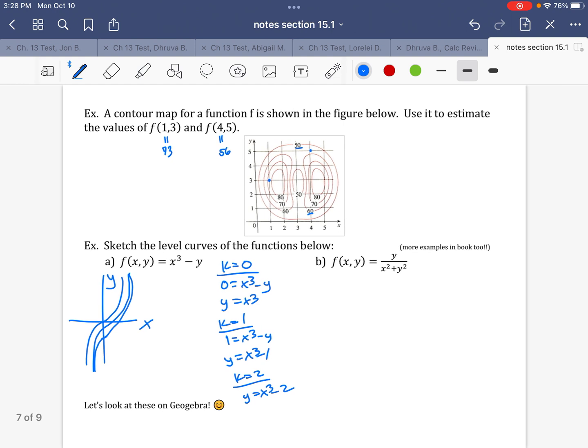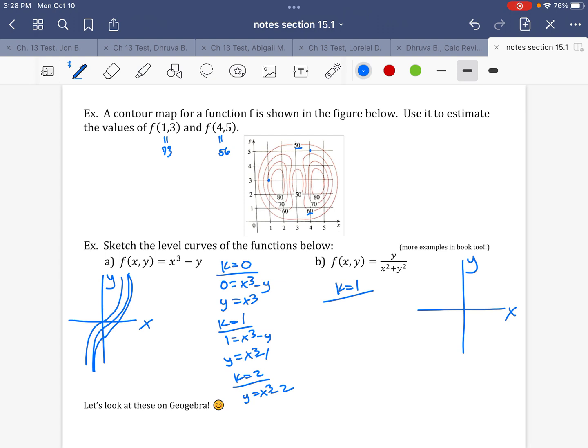And if I set it equal to 0, then it's not really going to do me any good. So I'm just going to use k equals 1. And then I'm going to tell you about what would happen if I let it equal different numbers. So if I use 1, I get 1 equals y over x squared plus y squared. So cross multiply, x squared plus y squared equals y. I'm going to move the y over so I can complete the square.